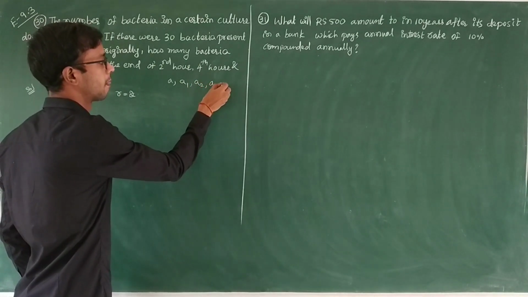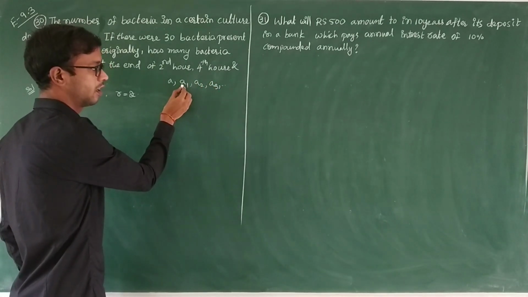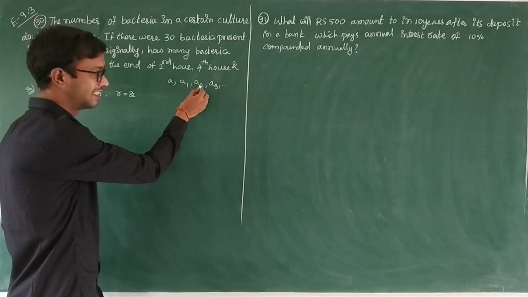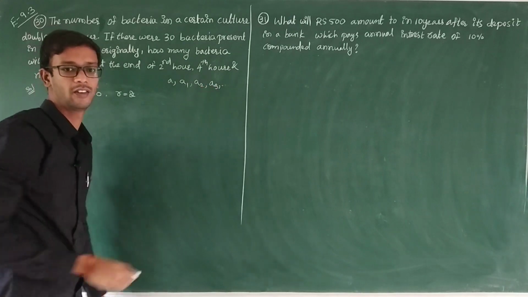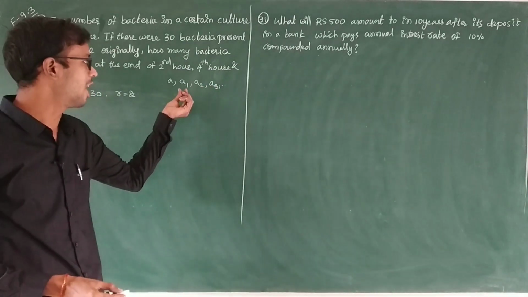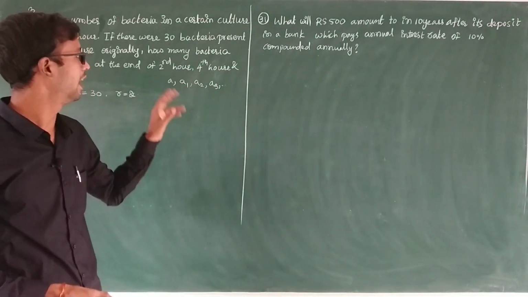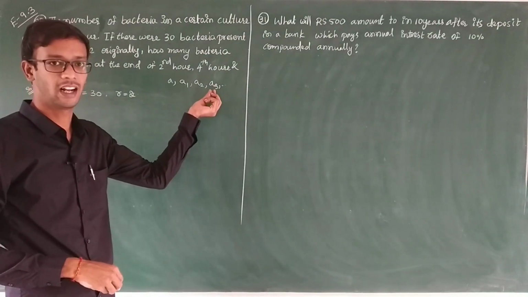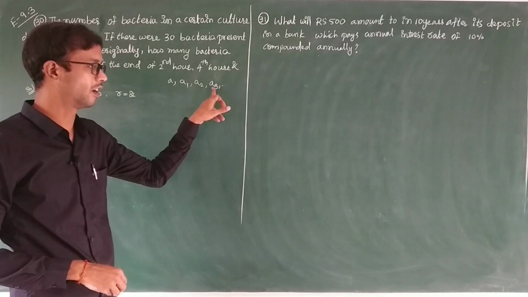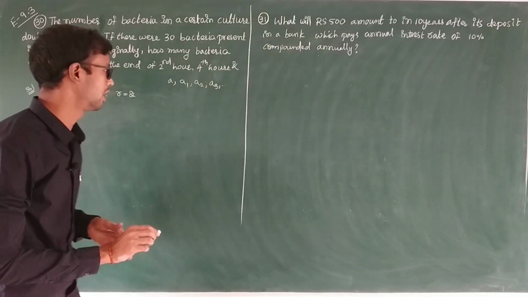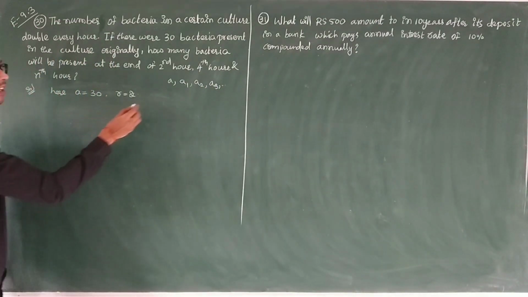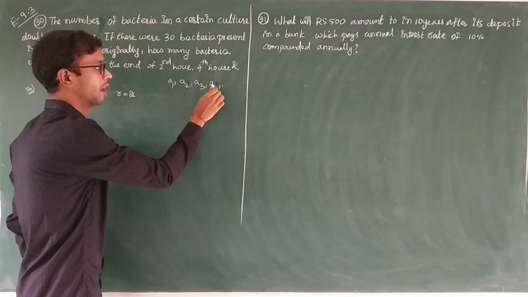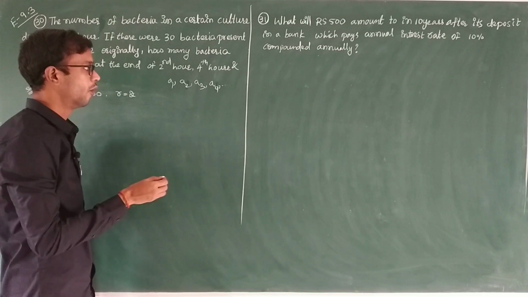See here, first hour, second hour, first hour, second hour, and third hour. Like that you will get it. What we need? We need the second hour. This is the first hour; the second hour we need. So for that purpose, this is A1, this is A2, A3, and A4, and so on.